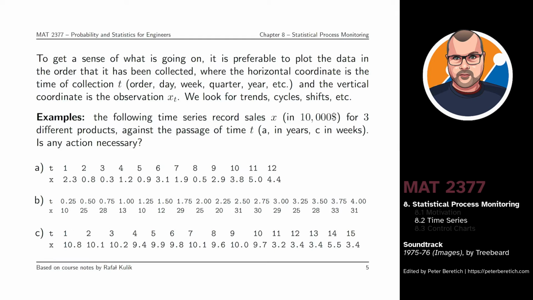I have here 3 time series, and they record sales in $10,000 for 3 different products. We have the passage of time. For the first example, A, this is measured in years. For the last example, it is measured in weeks. And for the middle example, B, it's also measured in years, but we have fractions of years.